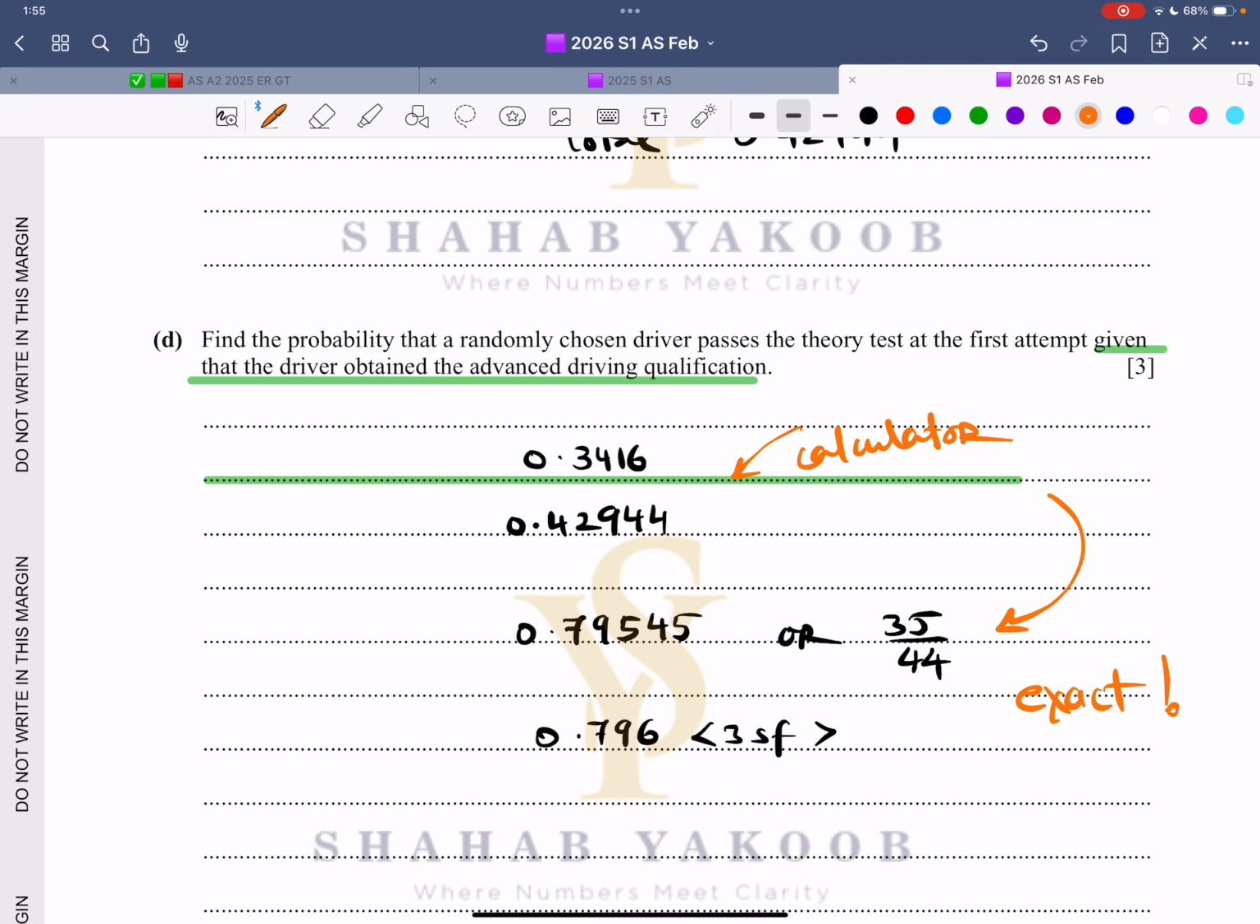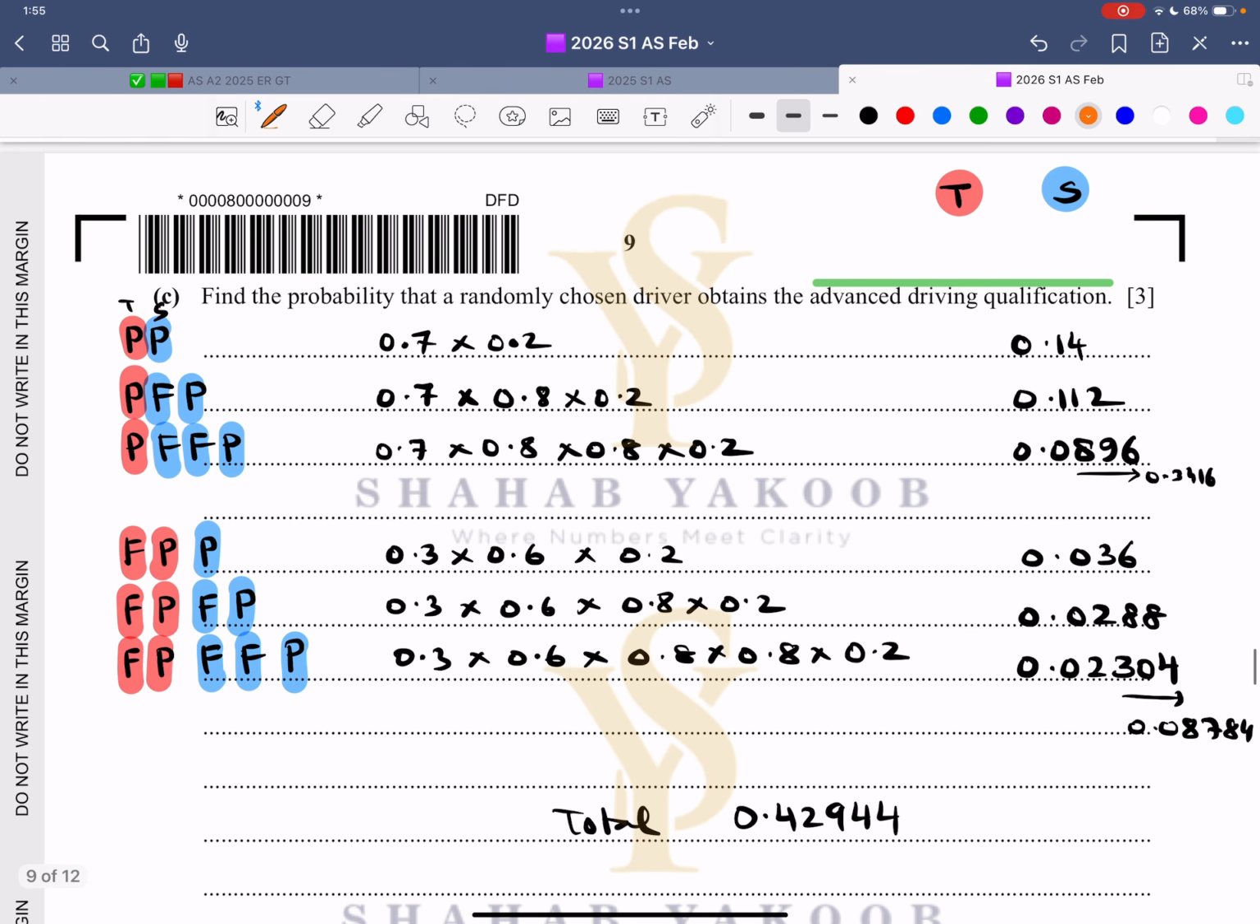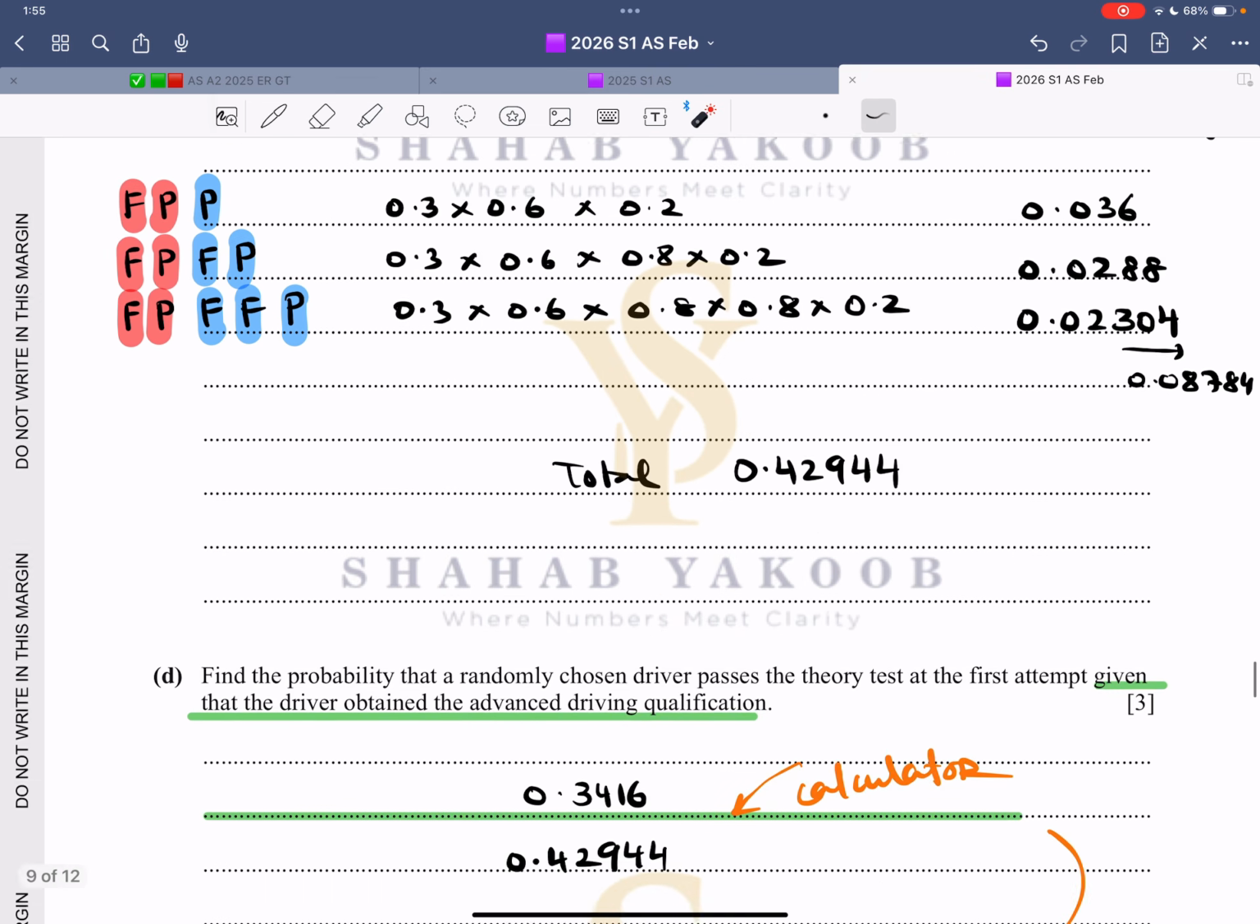If you persist on decimals, so this is the first time the calculator was used as such, because of calculation of these probabilities. Otherwise, if someone wants to work in fractions, that is good. 7 over 10 into 2 over 10. So you can also work it like this. Got the idea? So yes, this was a tough question.